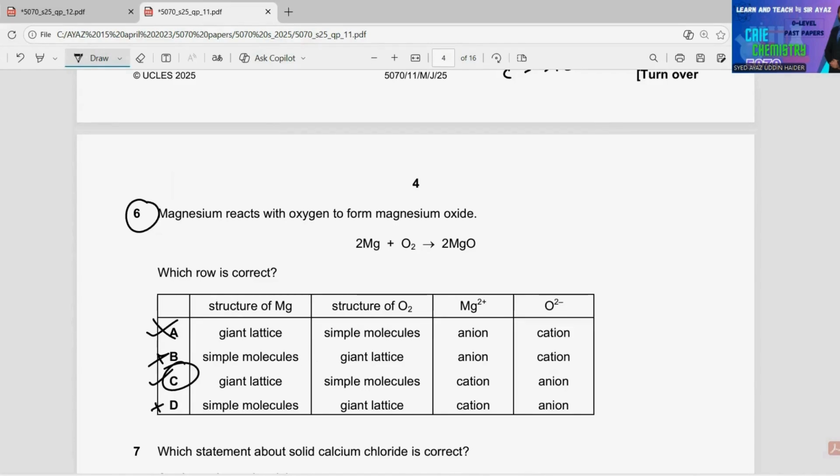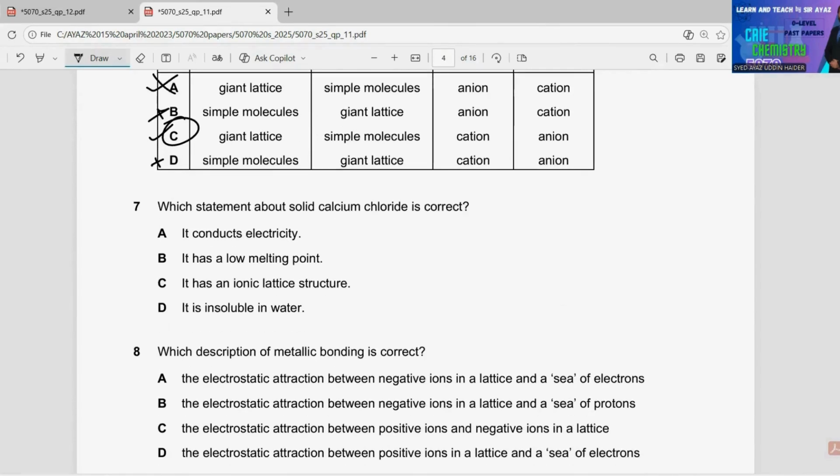Next MCQ, which is number 7. Which statement about solid calcium chloride is correct? Remember, solid calcium chloride is ionic compound. A, it conducts electricity. This is incorrect because solid ionic compound does not conduct electricity. B, it has a low melting point. Ionic compounds have high melting points. This is also incorrect. C, it has an ionic lattice structure. This must be correct.